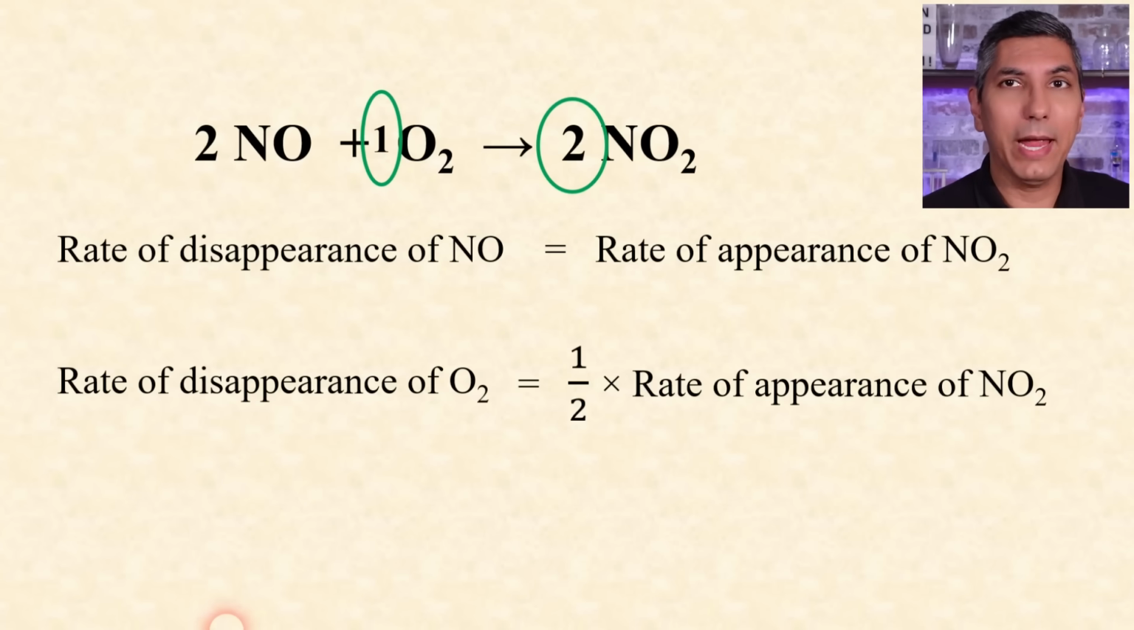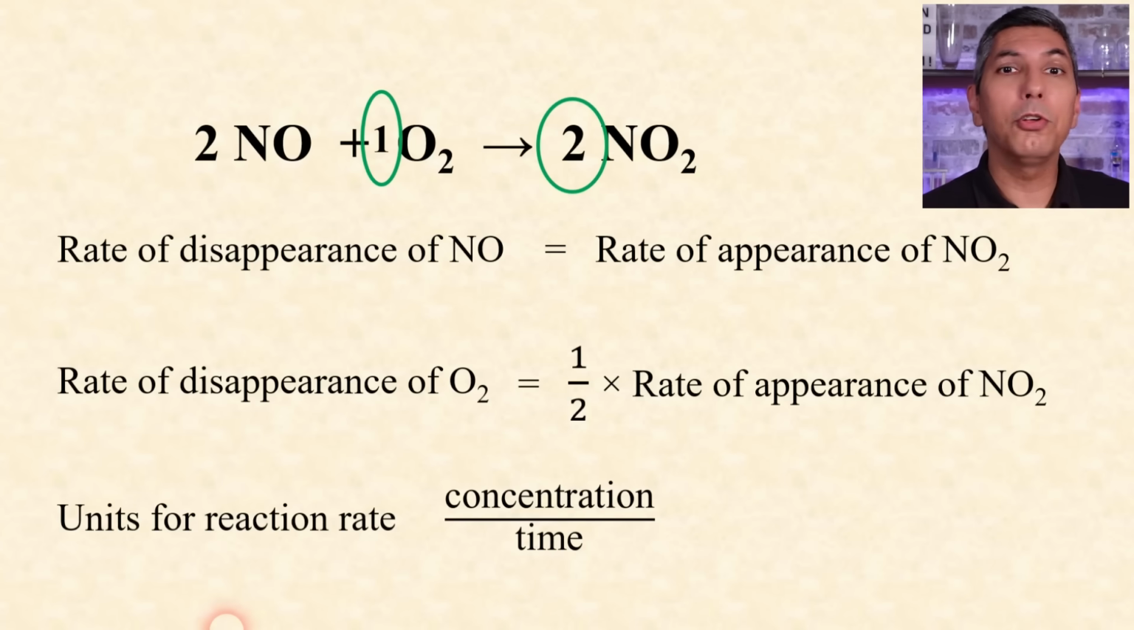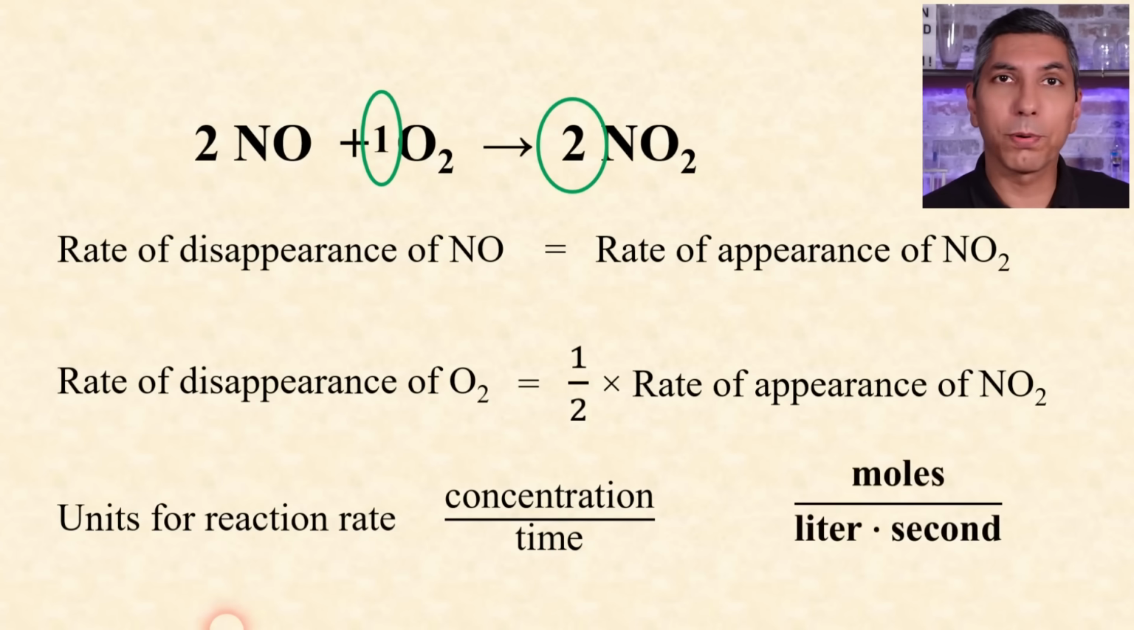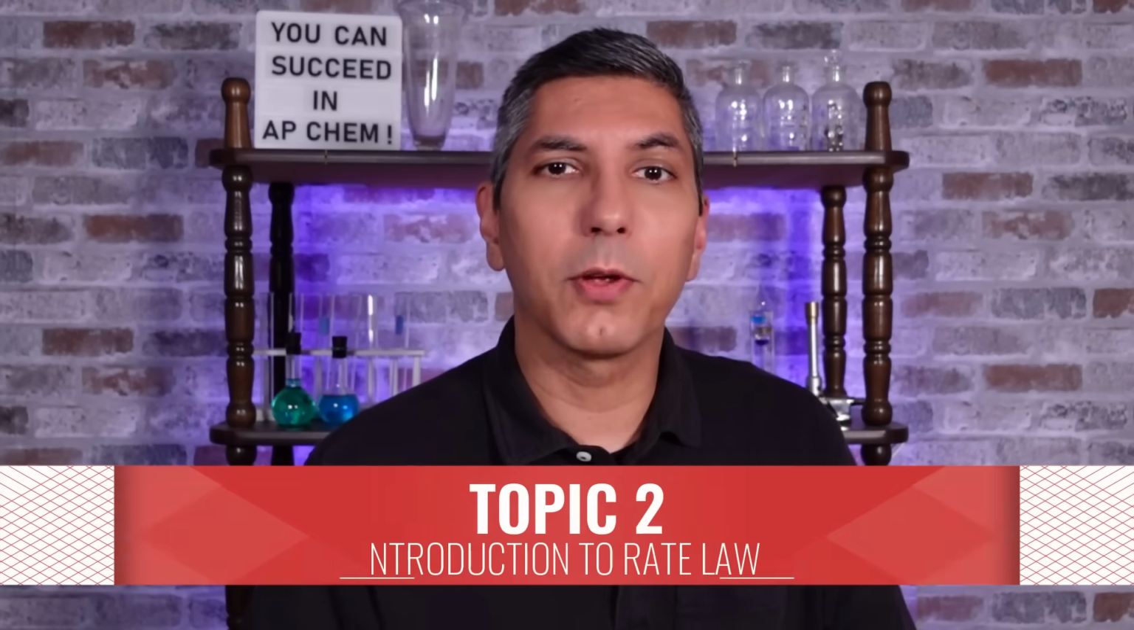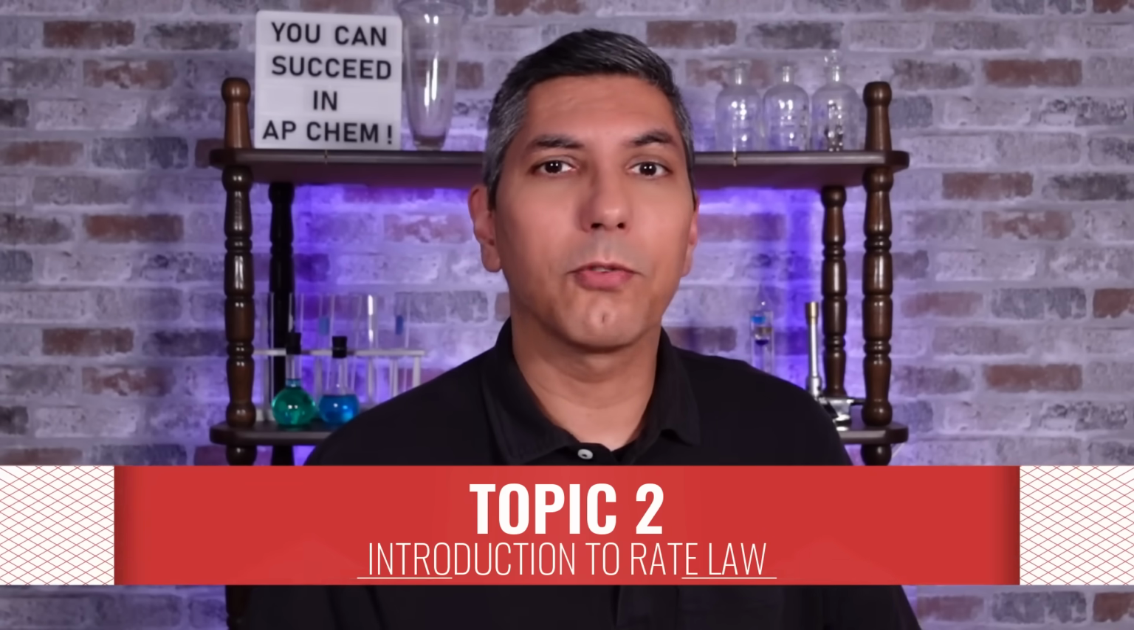When we calculate reaction rate, we normally use units of concentration per unit time. So moles per liter per second would be a fairly common unit to use. A rate law is an equation that relates the concentrations of the reactants to the initial rate of reaction.